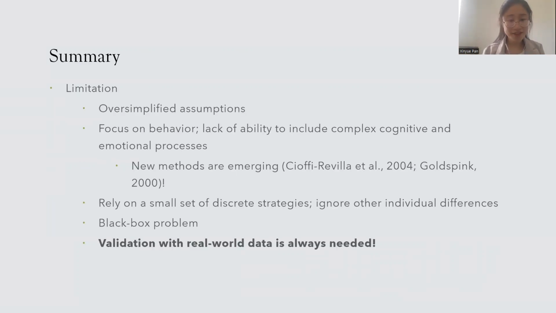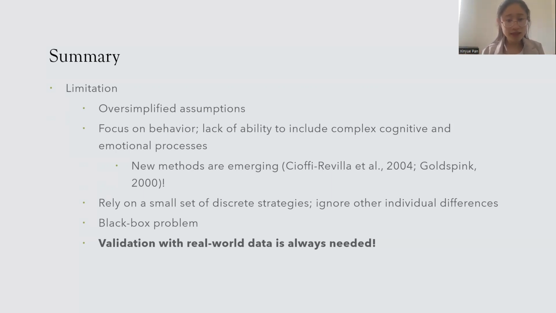But of course, evolutionary game theoretic models are not without limitation. The biggest problem is that any model is always an oversimplification of what is happening in the real world. We have to make some oversimplified assumptions. Sometimes these assumptions are justifiable, but sometimes these assumptions are only applicable under certain circumstances. So we should always be careful about what our assumptions are. And another limitation is that an EGT model always tends to focus on behaviors, but it lacks the ability to include complex cognitive or emotional processes.